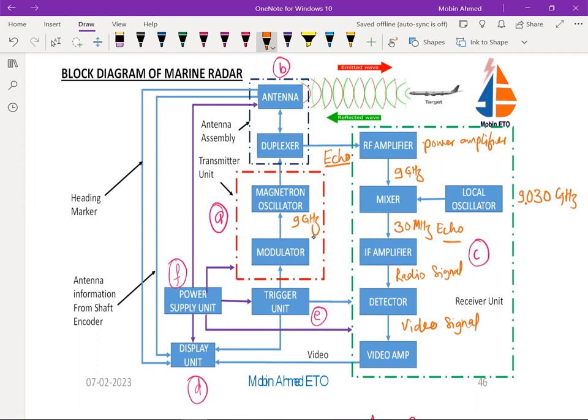Whichever position the antenna is at, if the target's reflected wave is coming at that position, it is going to present the video at that particular position. And that's why this antenna information is required.